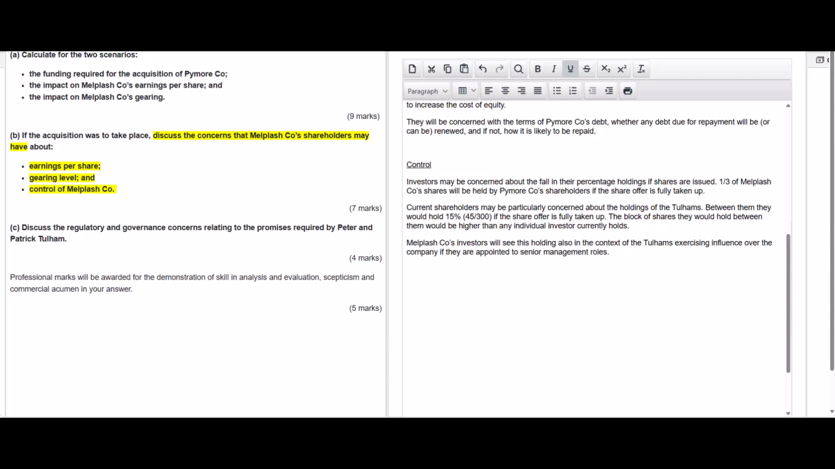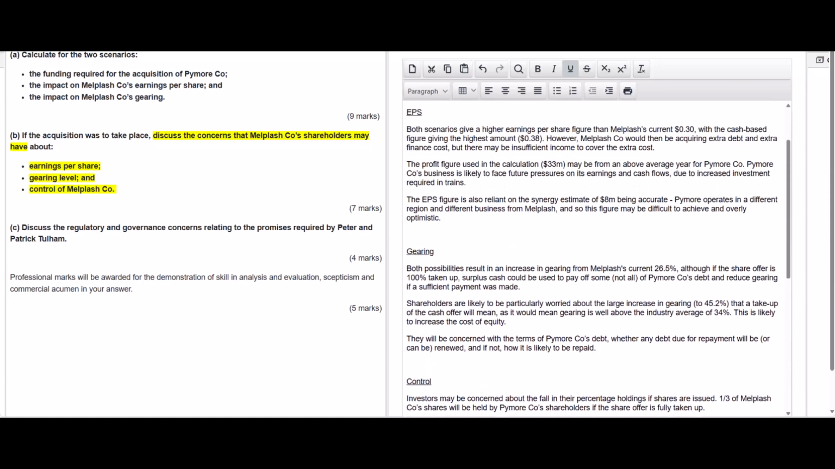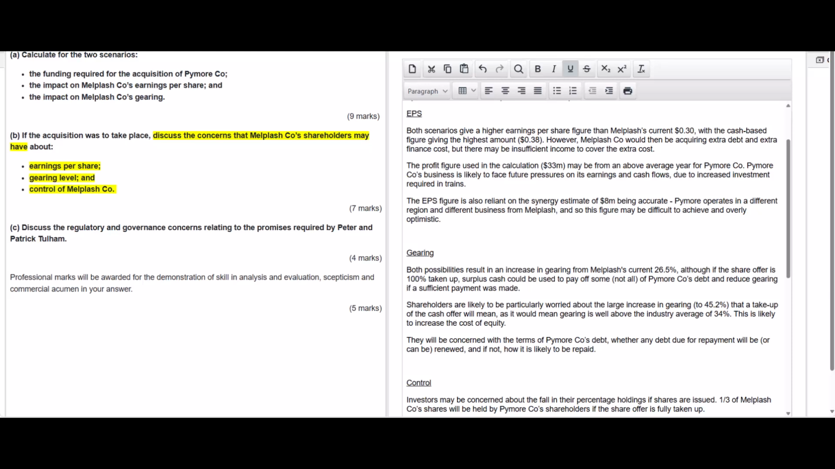Especially, as we just said here, if they are appointed to senior management roles. So there is a real concern around that. So there you go. A few things that we could talk about in there. It was a maximum of 7 marks for that section.